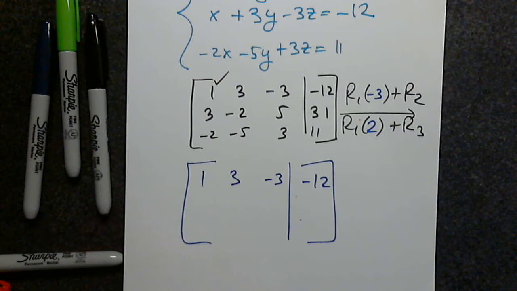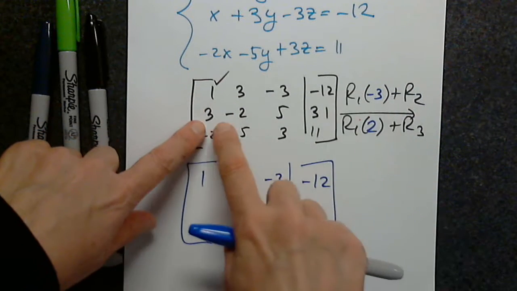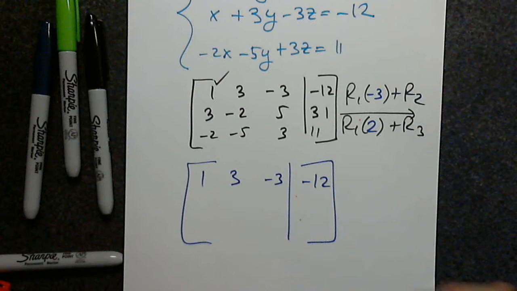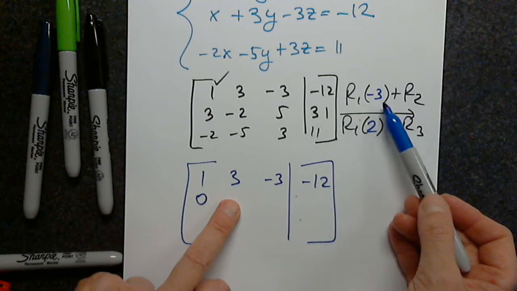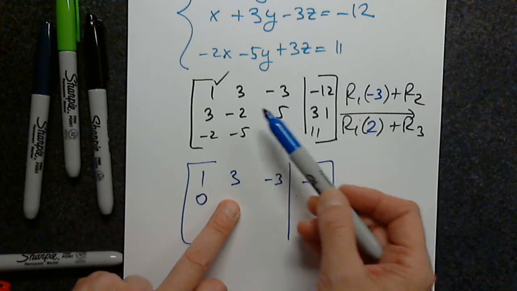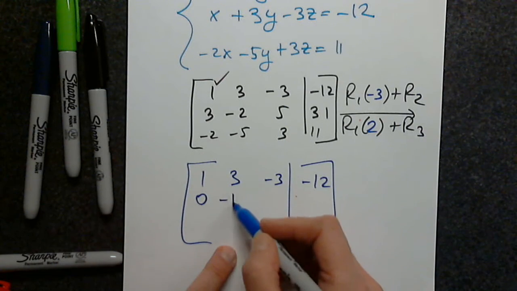Okay. Now, slowly tell me what to write. Yes, because it's 1 times -3 plus 3. Is that okay? So 3 times -3, -9, plus -2, -11.